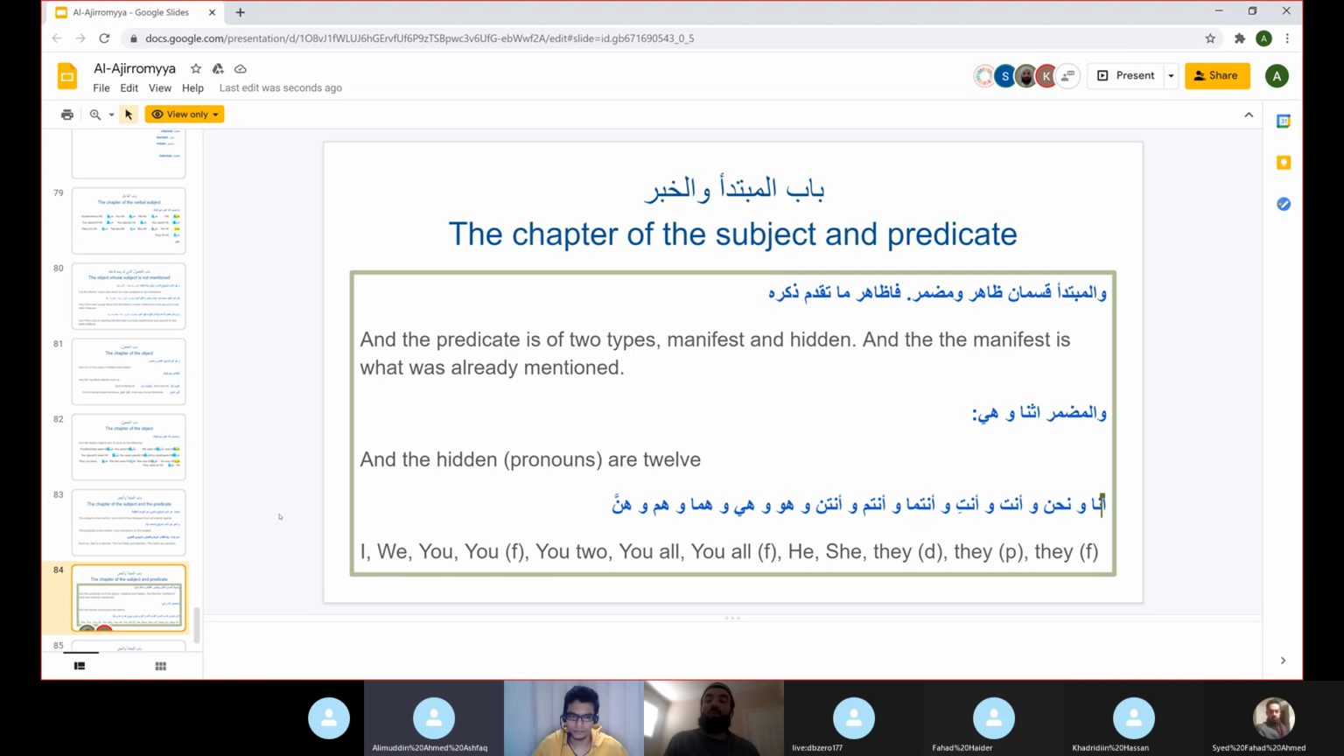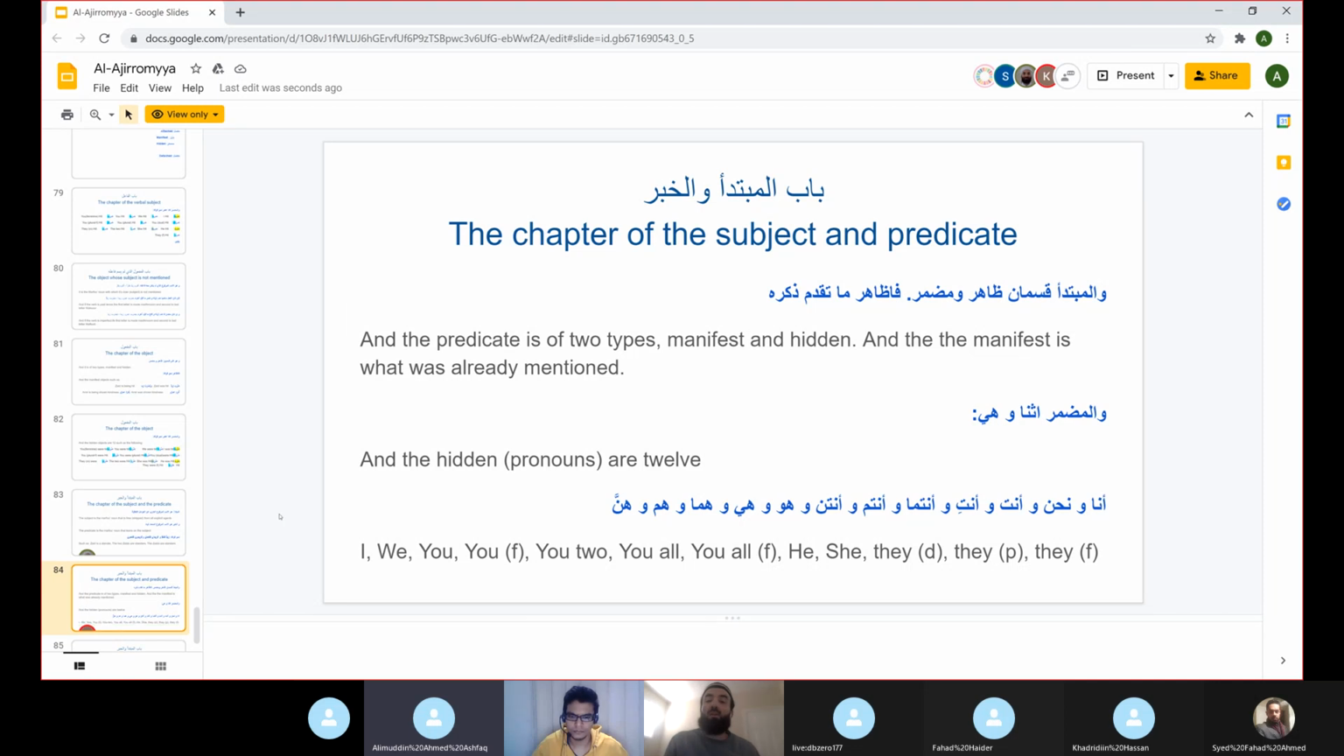For example, in our examples that we discussed, Zaydun qa'imun, Zaydani qa'imani, wa Zayduna qa'imuna. If you were to replace Zayd with a pronoun, what would you put there? If you were to replace Az-Zaydani with a pronoun, what pronoun would you put there? If you were to replace Az-Zayduna with a pronoun, what would you put there? So these are the pronouns that we're talking about, the pronouns that would be able to replace the explicit subject. So what are those pronouns?